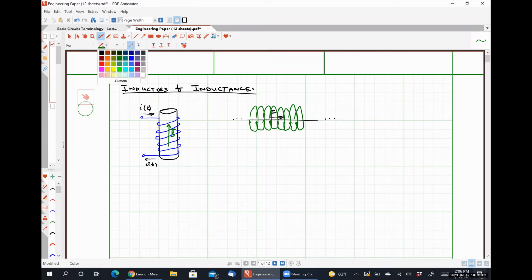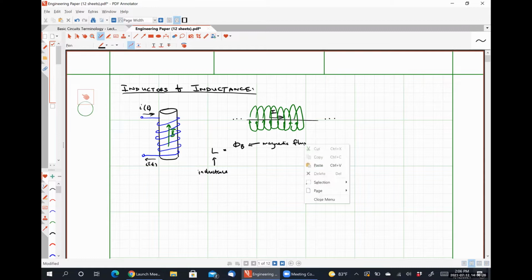So inductance, L, may be considered as a constant of proportionality between phi b, which is magnetic flux, and I, which is simply the current that causes the magnetic flux to occur.